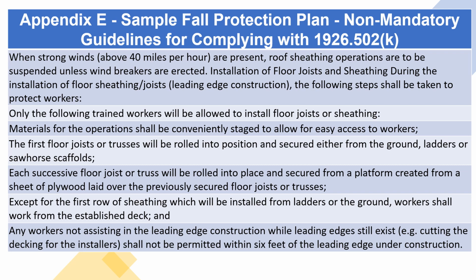Except for the first row of sheathing, which will be installed from ladders or the ground, workers shall work from the established deck. And any workers not assisting in the leading edge construction while leading edges still exist, e.g., cutting the decking for the installers, shall not be permitted within 6 feet of the leading edge under construction.